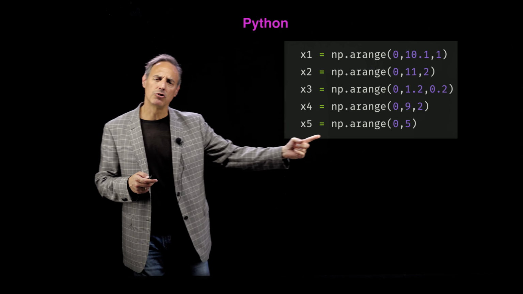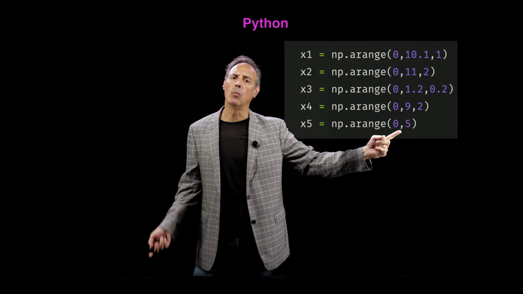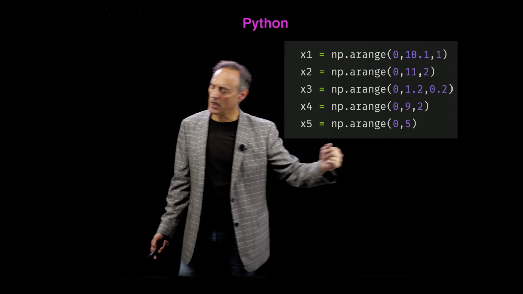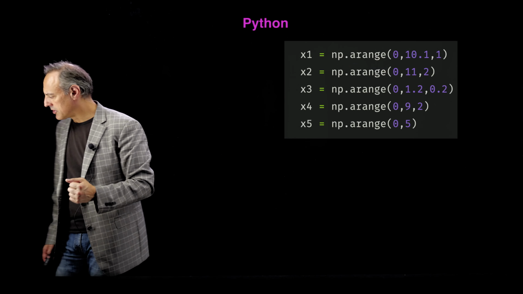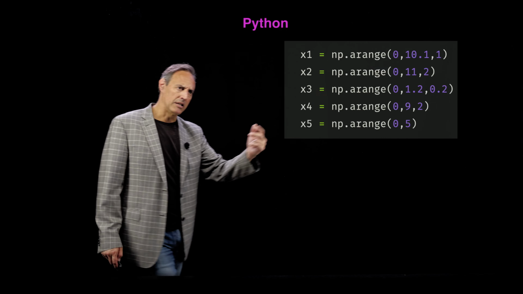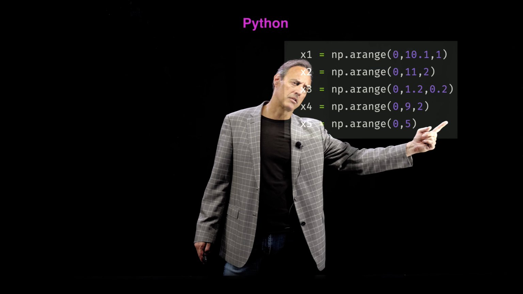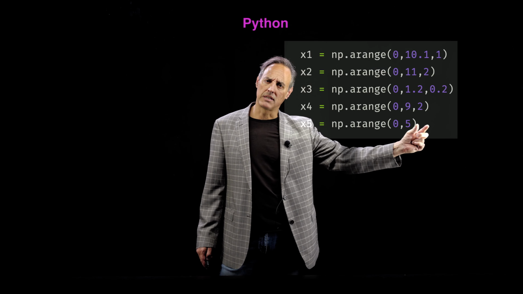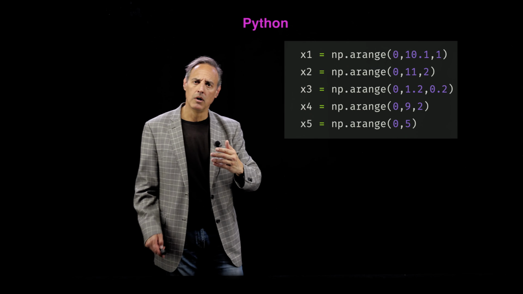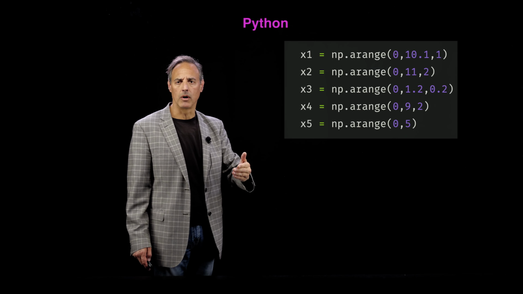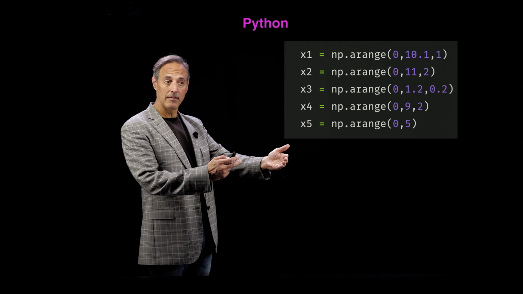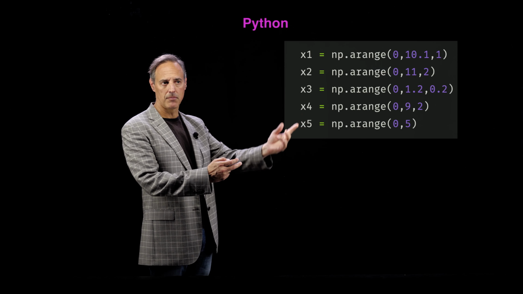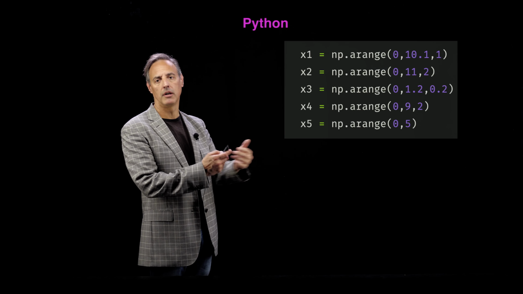And then finally, if I don't include the increment, it's assumed to be 1. So this one here, the last one, goes from 0 to 5. Since I didn't put the increment at the last comma here, it's going to go in steps of 1. So it's going to go 0, 1, 2, 3, 4. The next one would be 5. It doesn't include that one. If I had put 5.1, it would go and include the 5.